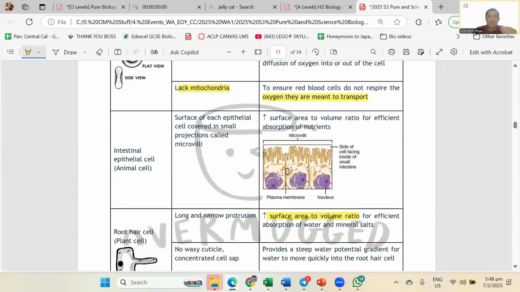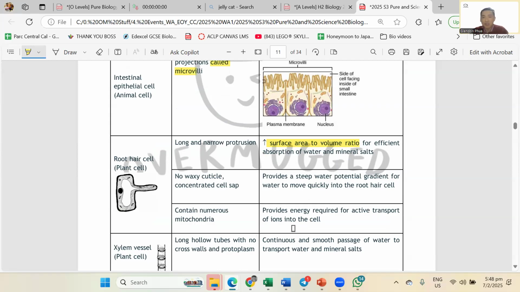Okay? Intestinal cell, same thing. Got a lot of microvilli. To do what? Increase surface area to volume ratio. So like I said, in the exam, write this down if you don't know. Then the next part, increase surface area to volume ratio for efficient what? Absorption of nutrients, diffusion of oxygen for the red blood cell, root hair cell, absorption of water and mineral salts. That is called contextualizing.